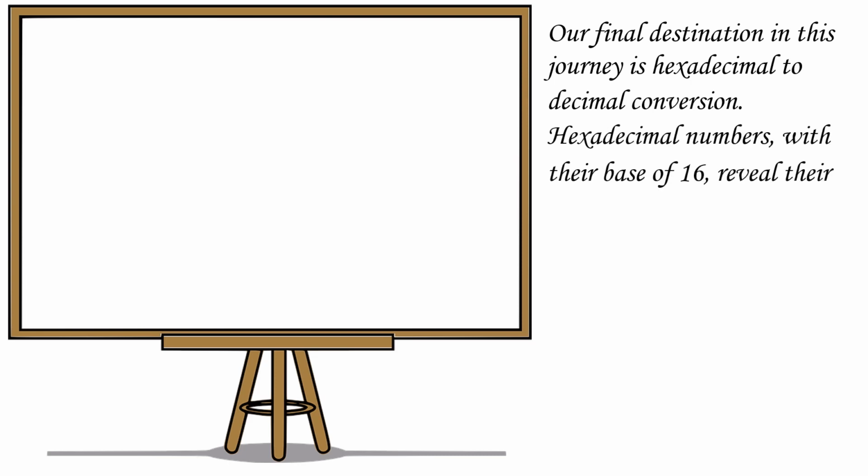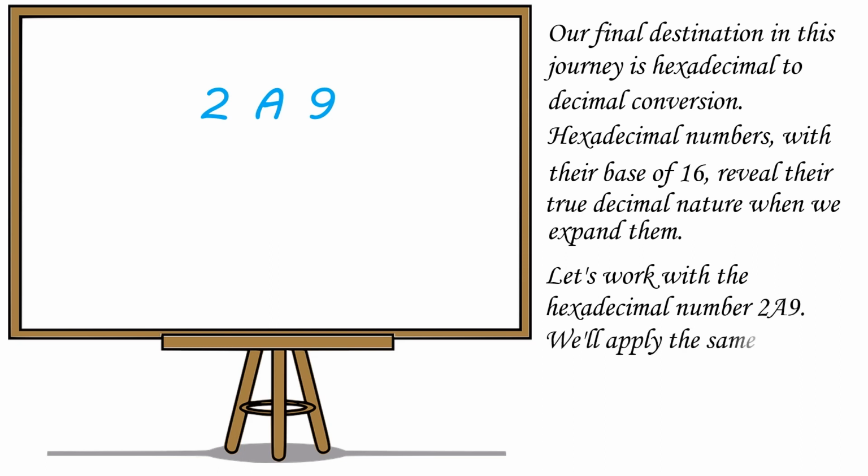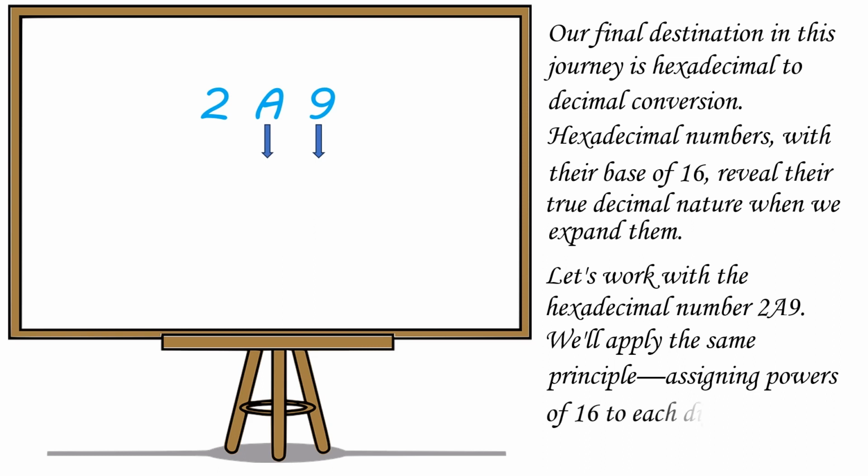Our final destination in this journey is hexadecimal to decimal conversion. Hexadecimal numbers, with their base of 16, reveal their true decimal nature when we expand them. Let's work with the hexadecimal number 2A9. We'll apply the same principle, assigning powers of 16 to each digit, and add up the results.